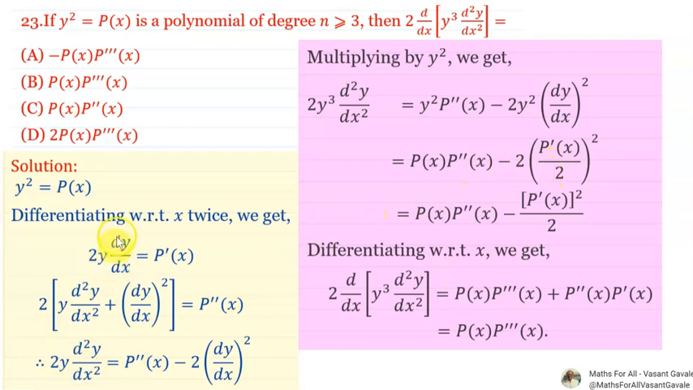The value of y into dy by dx is equal to p dash of x upon 2. So here y square into (dy by dx) bracket square is there. If we combine both together, then you will get here the value of y into dy by dx is equal to p dash of x upon 2, and hence it is (p dash of x upon 2) bracket square. Okay, we combined both of these.